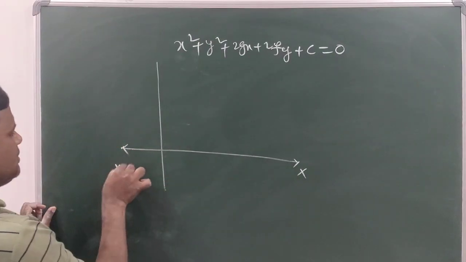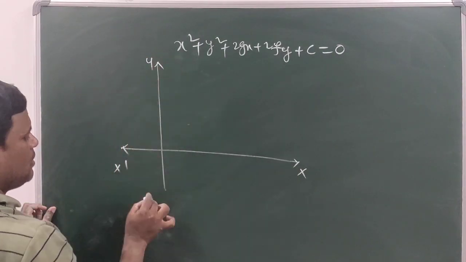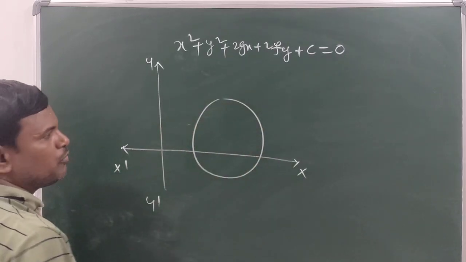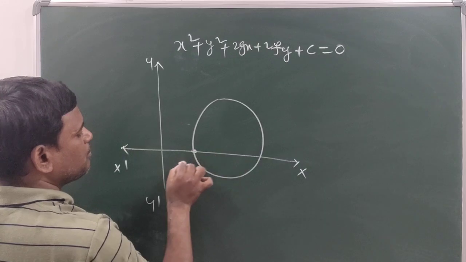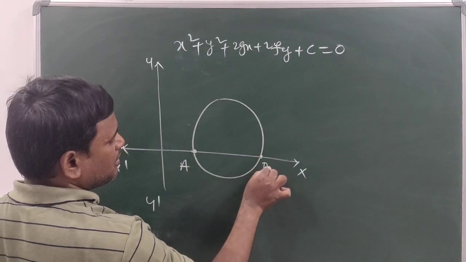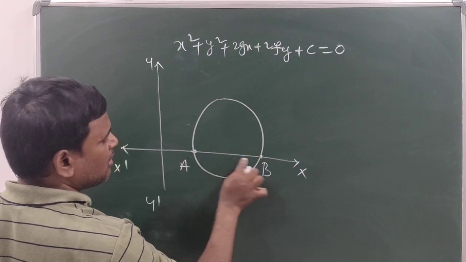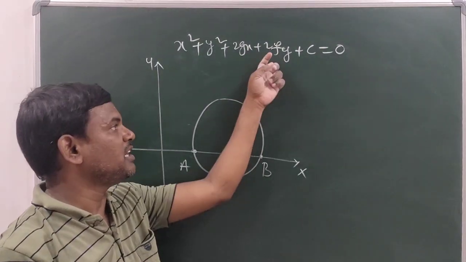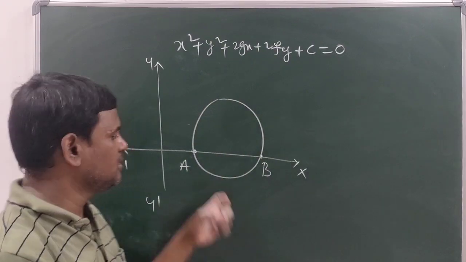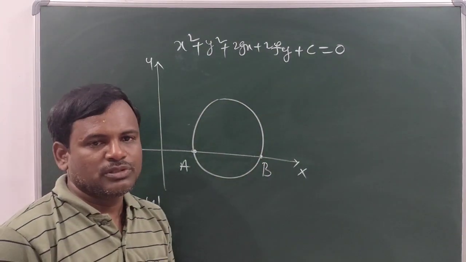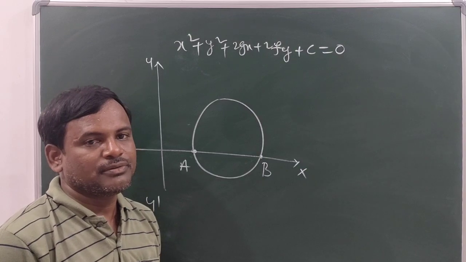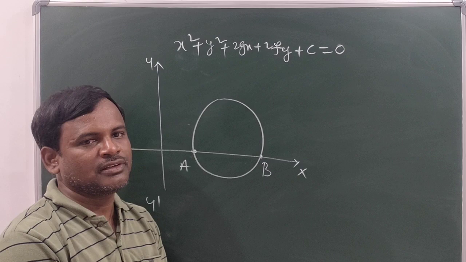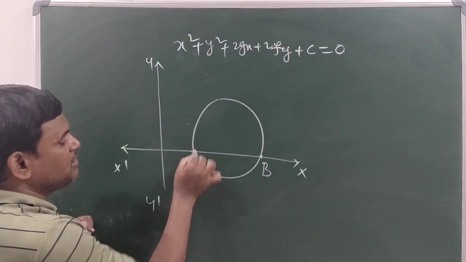Now see this. X dash, y dash. Now this is a rough diagram. The circle is moving like this. It is making some x-intercept, no? So here the distance from A to B is the portion which is made by the circle on the x-axis. Okay, so this is called the x-intercept made by the circle. How much is this? Okay, see here, how do we find this?